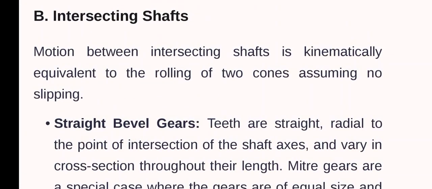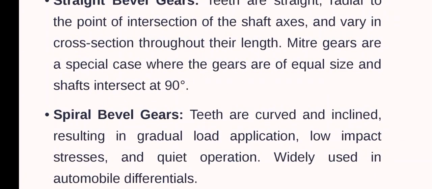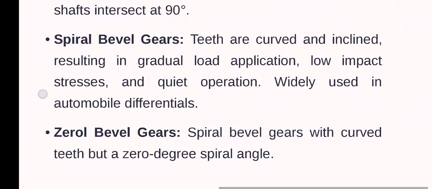Motion between intersecting shafts is kinematically equivalent to the rolling of two cones assuming no slipping. Straight bevel gears. Teeth are straight, radial to the point of intersection of the shaft axes, and vary in cross section throughout their length. Miter gears are a special case where the gears are of equal size and shafts intersect at 90 degrees. Spiral bevel gears.